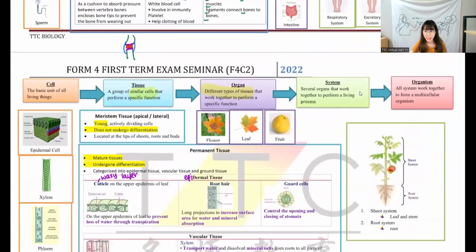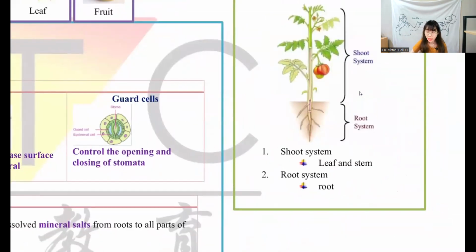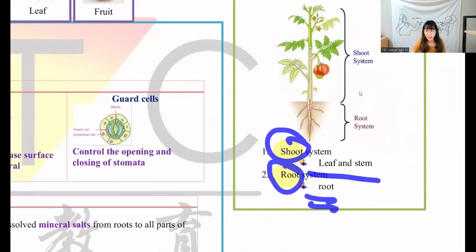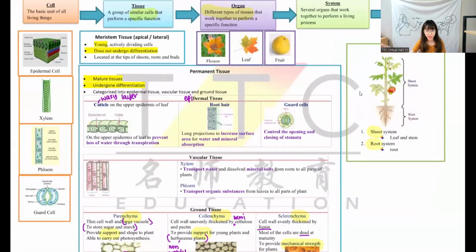And we have system. Organ is not important. Organ is just flower, leaf, and fruit. Okay. System, we have two systems, shoot system and root system. Shoot has leaf and stem. Root system has only root. So besides root, the rest will be under the shoot system. And they form into an organism.